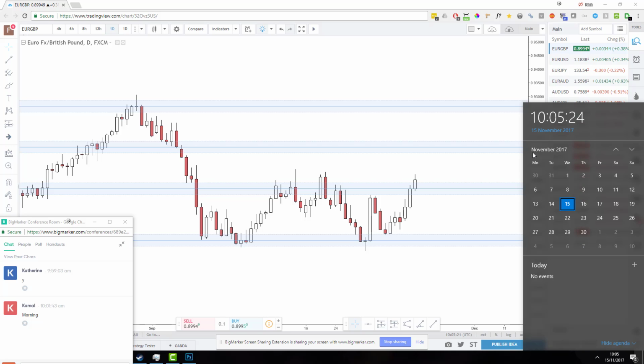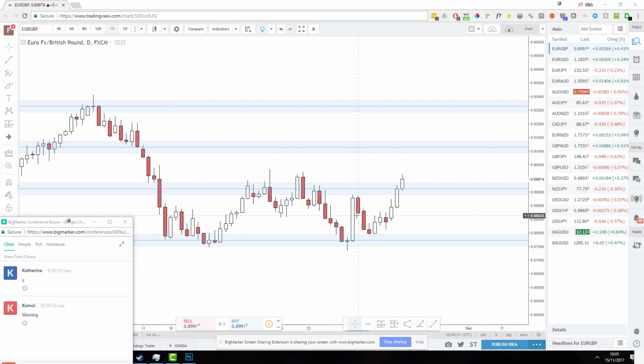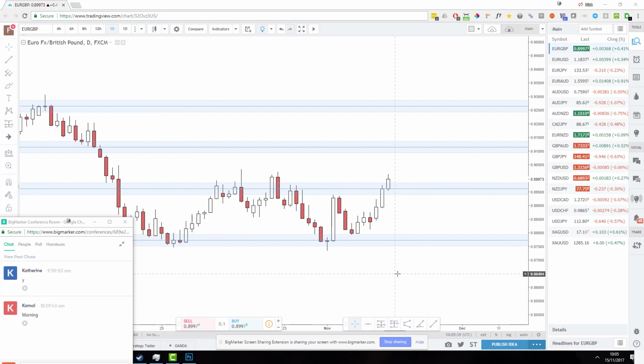Today is Wednesday, the 15th of November 2017, and the time is 10:05 here in the UK. You're looking at a EURGBP daily chart. In today's analysis, we're going to be looking for reversal setups and continuation setups on these pairs that I have listed here. And we're also going to be covering some of the setups we were looking at yesterday.